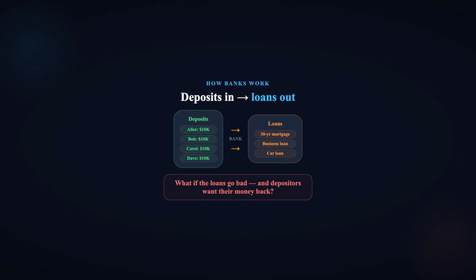So what happens if those loans go bad? If borrowers default on their mortgages and the bank's assets lose value, the bank may not have enough money to return all deposits at once. This is not hypothetical. It has happened many times throughout history. Depositors hear rumors that the bank is in trouble. They rush to withdraw. The bank cannot pay everyone, and the institution collapses. That event has a name. A bank run.